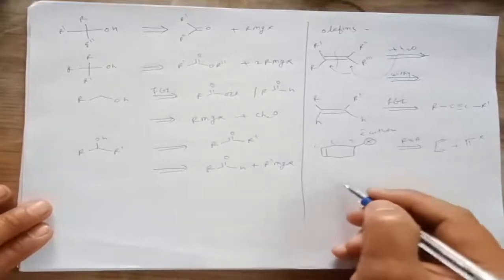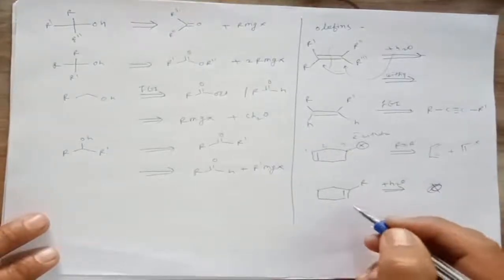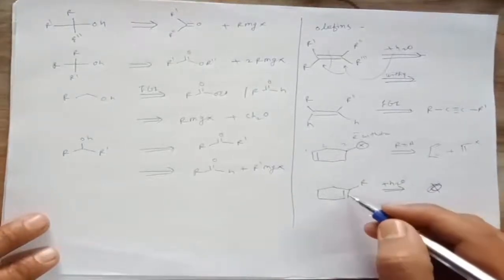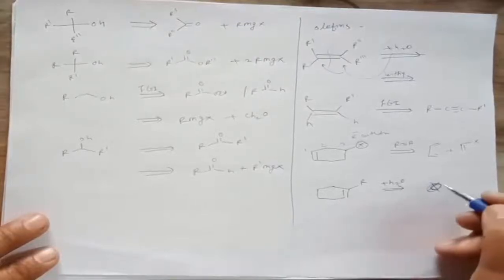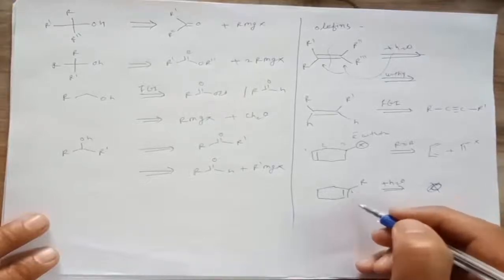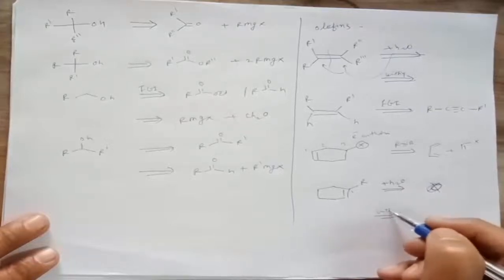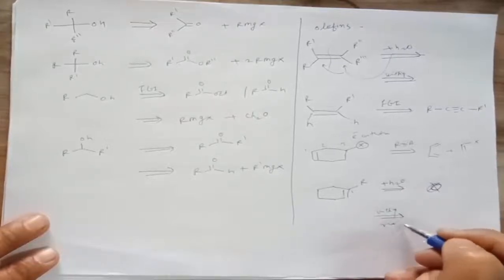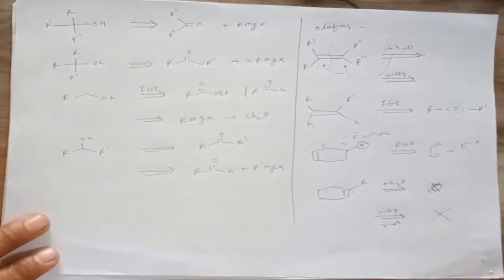But suppose there is a cyclic system with an internal double bond. In that system we can go for addition of water, and we can add water either at this position or at this position. But for such a system we cannot go for the Wittig reaction, because in the Wittig reaction we are breaking the cyclic system, and again the formation of a cyclic system is quite difficult, and therefore we cannot go for such a Wittig reaction.